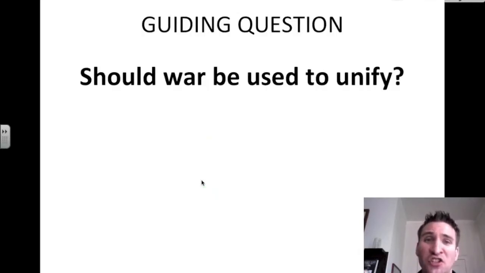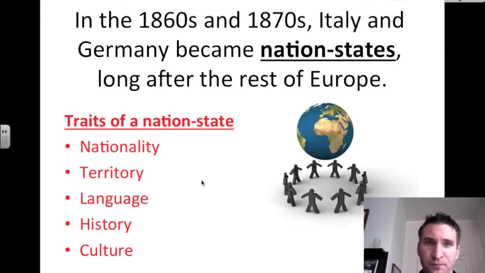Our guiding question to bring it all together is this: should war be used to unify? Is bloodshed necessary to get countries to come together? Let's explore. In the 1860s and 1870s, Italy and Germany became nation states long after the rest of Europe.